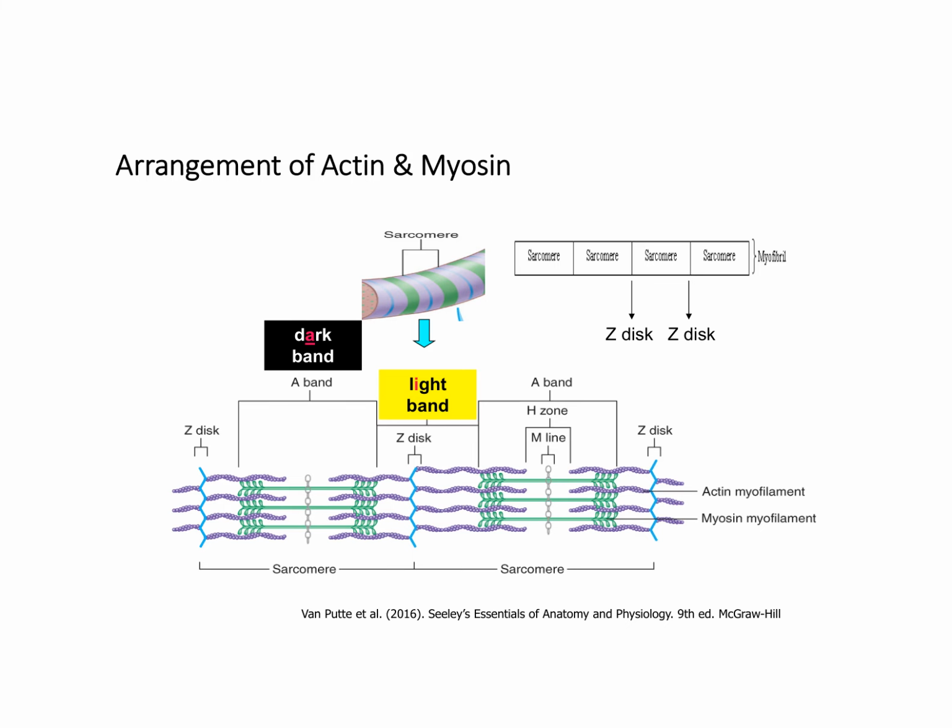Let's look at how actin and myosin are physically arranged inside a muscle fiber. The dark band, called the A band, contains thick myosin filaments overlapping with thin actin filaments. This overlap is what gives it that darker appearance under a microscope. The light band, or I band, contains only thin actin filaments, making it appear lighter. The Z disc marks the boundary of each sarcomere, anchoring the actin filaments in place. This repeating arrangement is the structural foundation of muscle contraction.